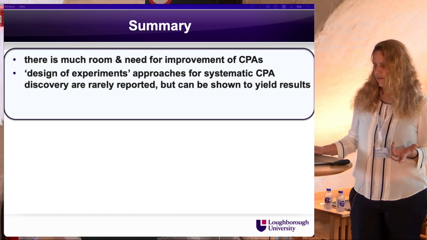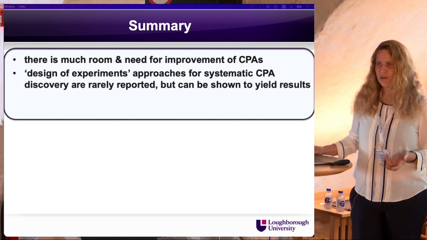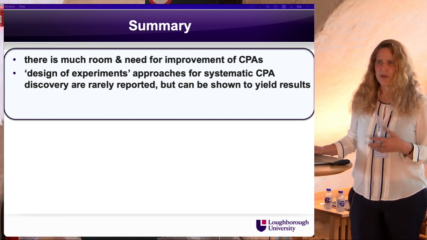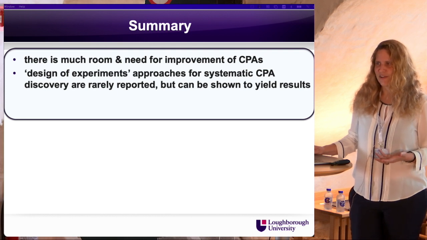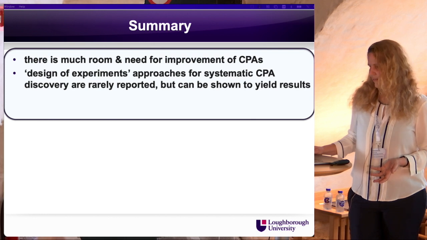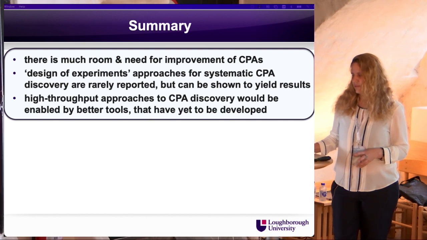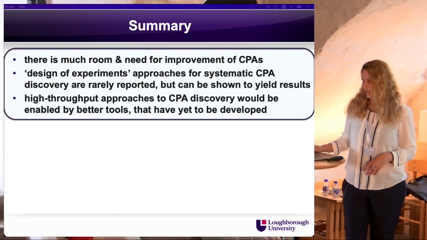We need more systematic approaches. I also would love to do machine learning on gene expression data from cryopreserved cells. There's barely any of this data out there, so there's nothing to train your model on. So that's definitely a problem. High throughput approaches are difficult because you don't have the tools.